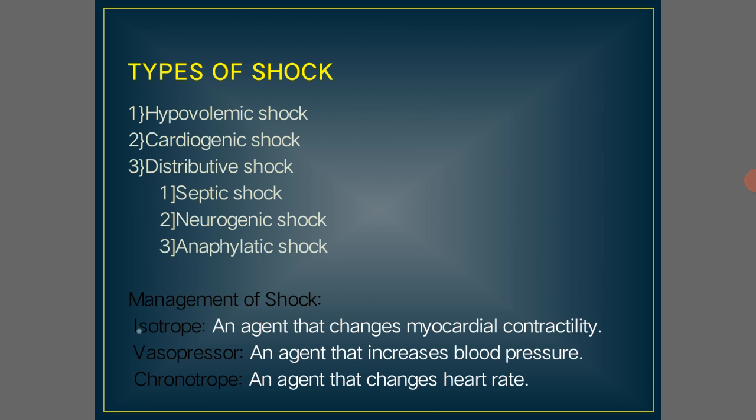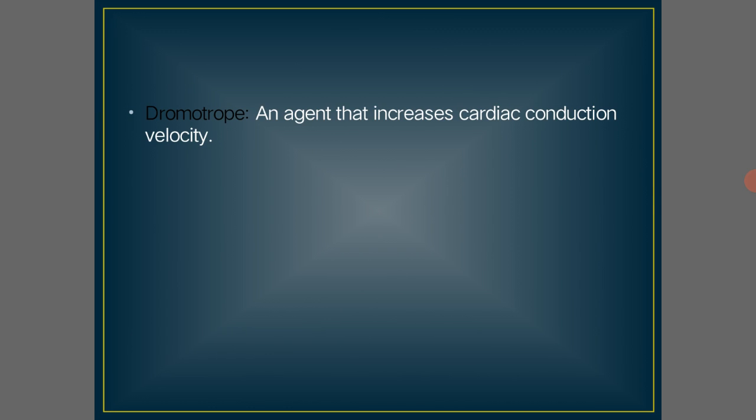How is shock managed? Here are the agents that manage shock. First agent is inotrope. It is an agent that changes myocardial contractility. Second, vasopressor. It is an agent that increases blood pressure. Third, chronotrope. It is an agent that changes heart rate. Fourth, dromotrope. It is an agent that increases cardiac conduction velocity.